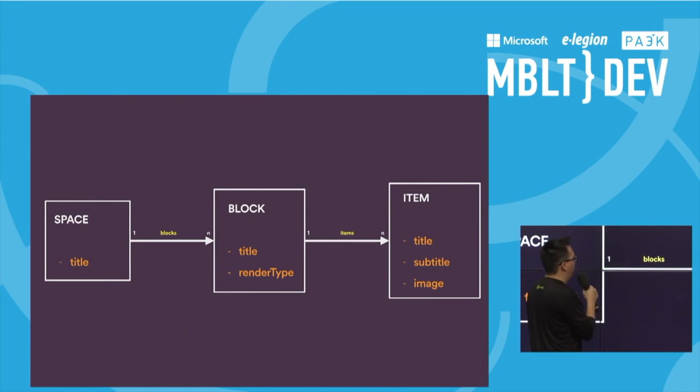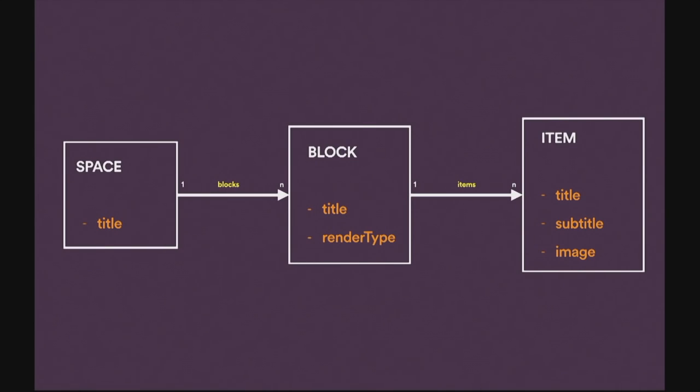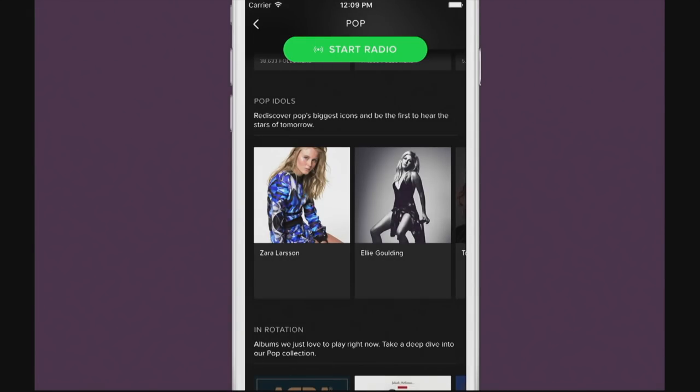They have a space that contains blocks that in turn contain items. And they have some basic properties, like an item has a title and subtitle, a block has a title as well, and the space also has a title. And there is one key property here, which is the render type for the block. Check that out. And this is how it works.